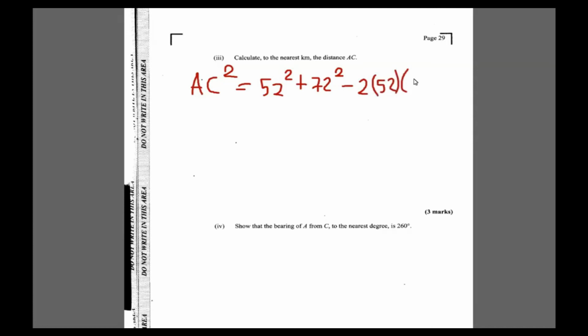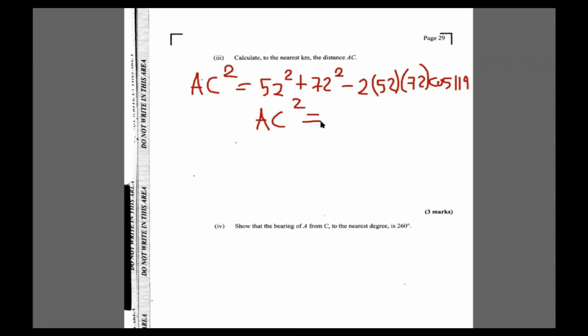And the angle between the two lengths is 119, so it's been multiplied by the cos of 119. So AC squared works out to be, we're going to work out all of this: 52 squared plus 72 squared minus 2 times 52 times 72 times the cos of 119.